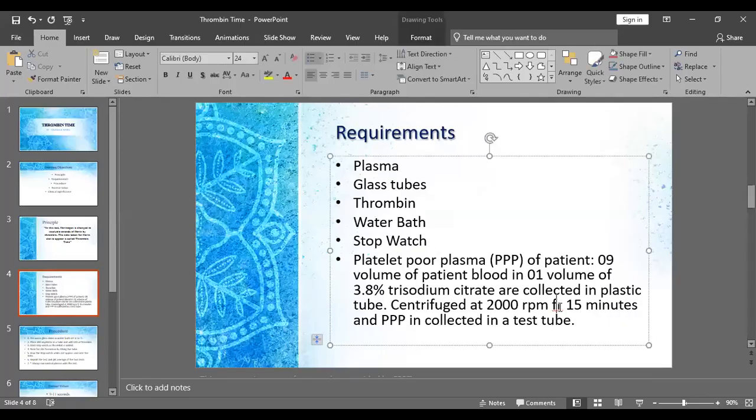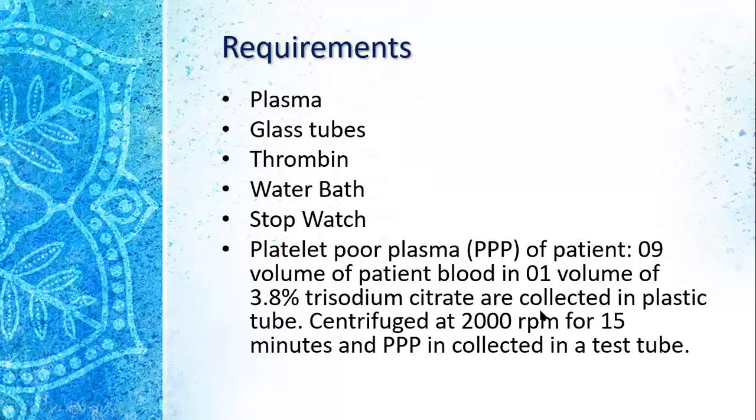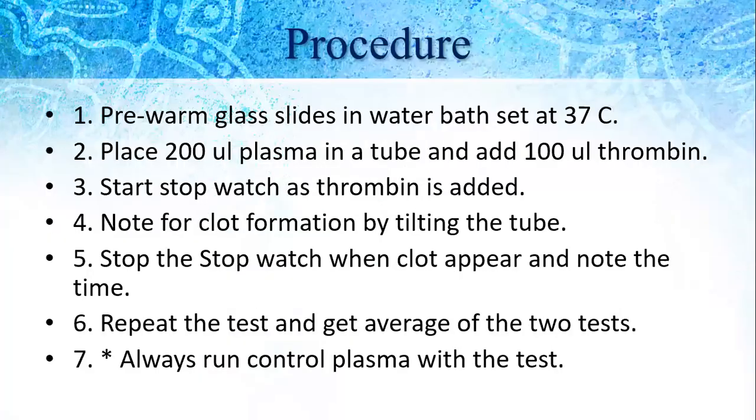Okay, so rpm is actually a unit for revolution, so revolutions per minute, for 15 minutes. And PPP is collected in a test tube. After centrifugation, you will see the platelet poor plasma separate from the blood, so collect it in another test tube. Okay, so then what is the procedure?